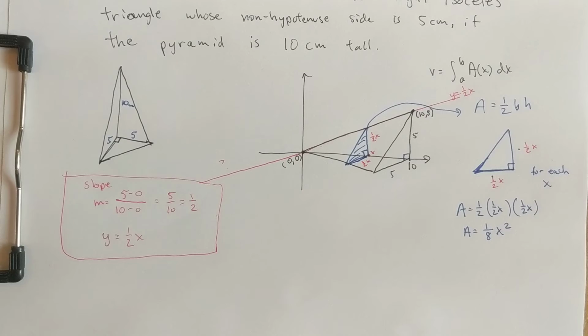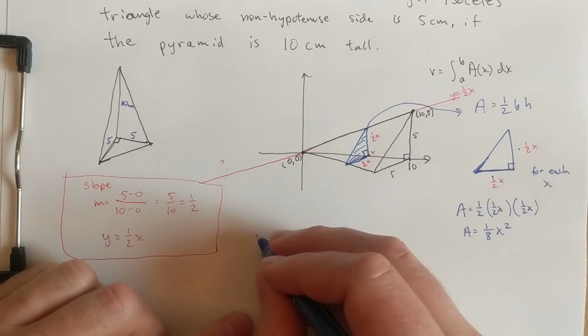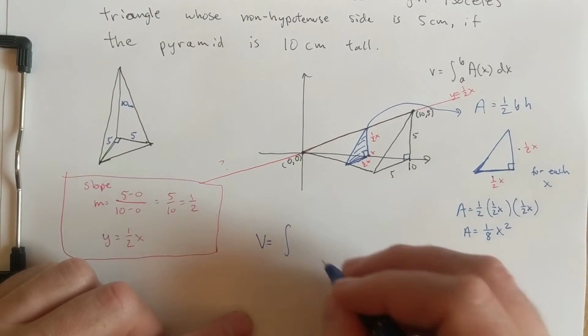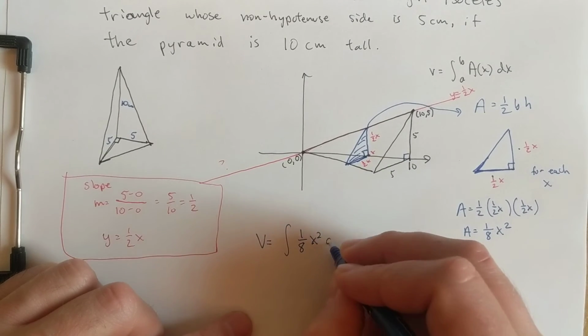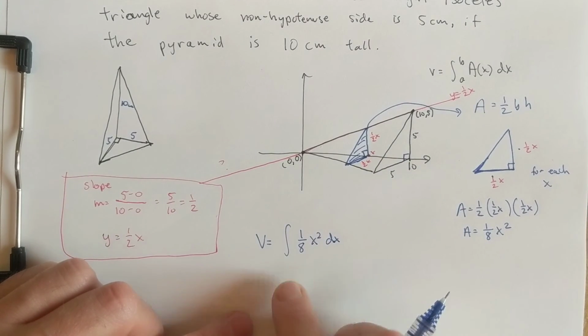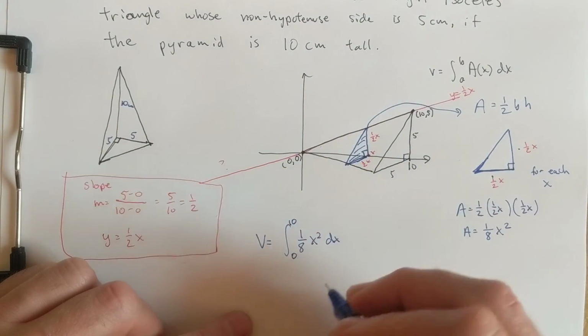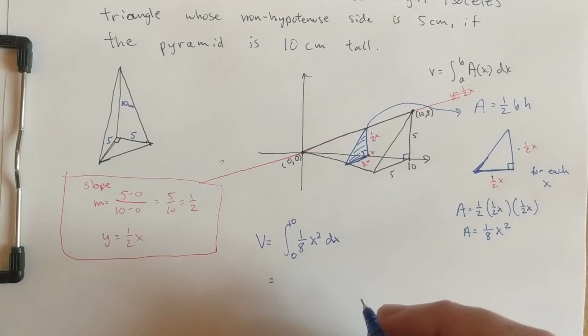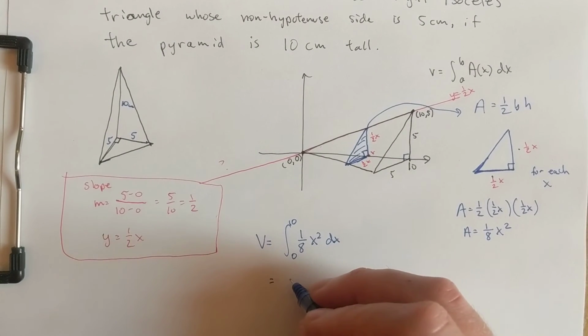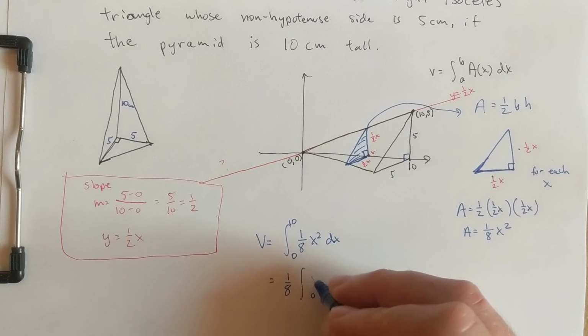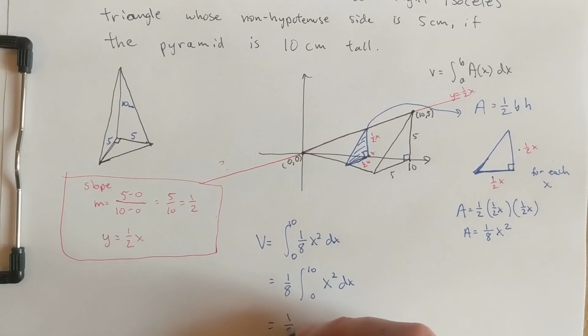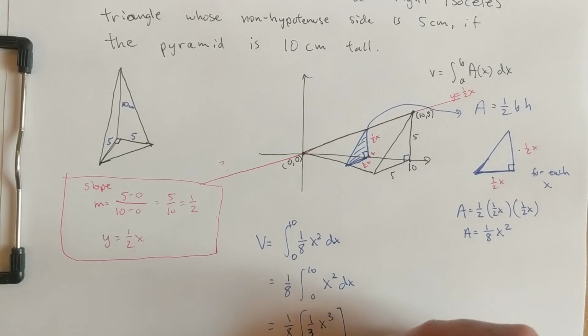All right, so this is the function we're taking the integral of. So the volume is going to be the integral of 1/8 x squared dx, and our bounds are x values, so we start at 0 and we end at 10 because we laid it on its side. This is not the only configuration you can use, but this is one of the easier ones. So I'll pull the 1/8 out. We're going from 0 to 10. This is x squared dx. So I have 1/8, and 1/3 x cubed is the antiderivative.